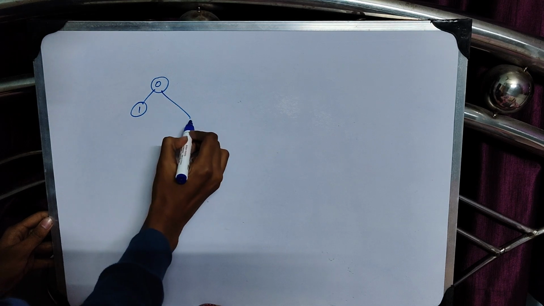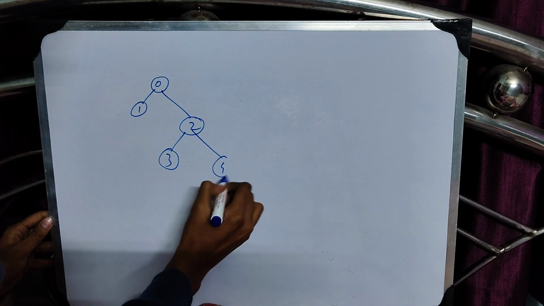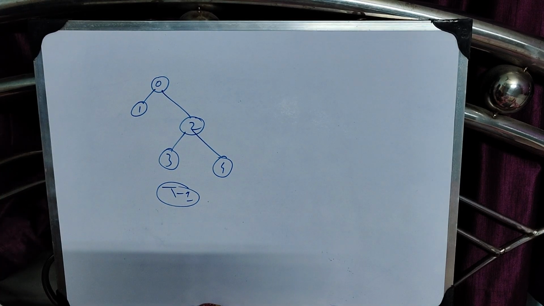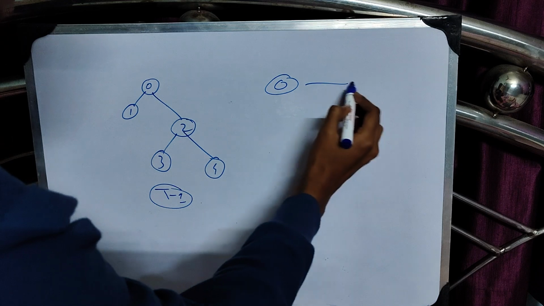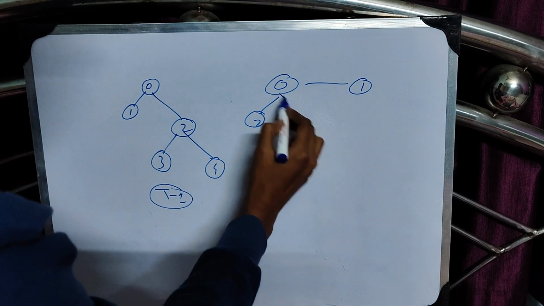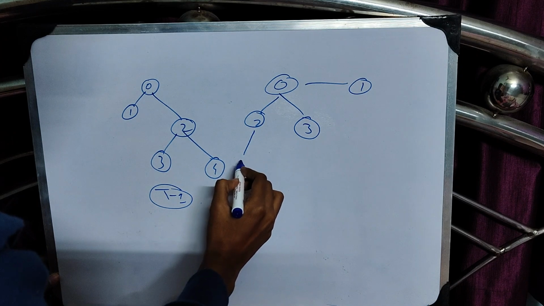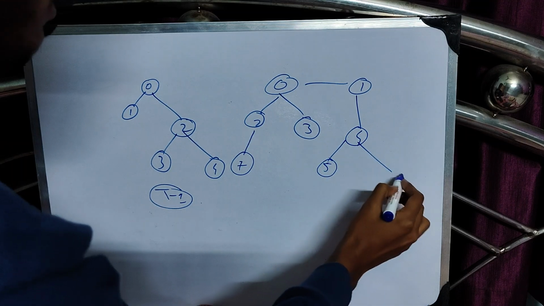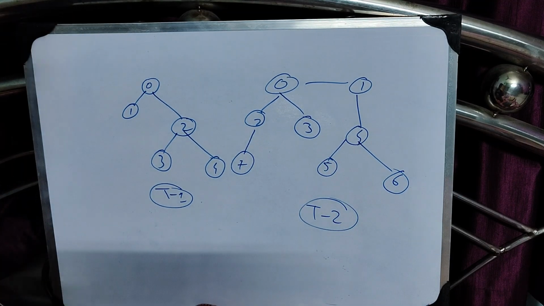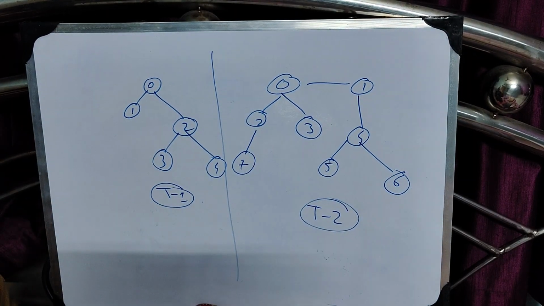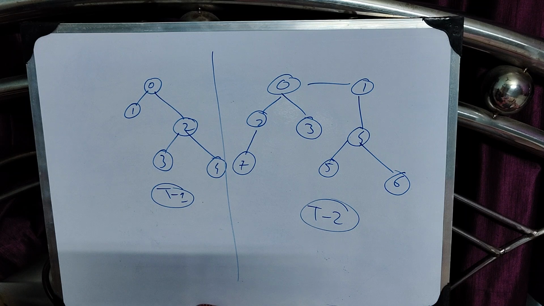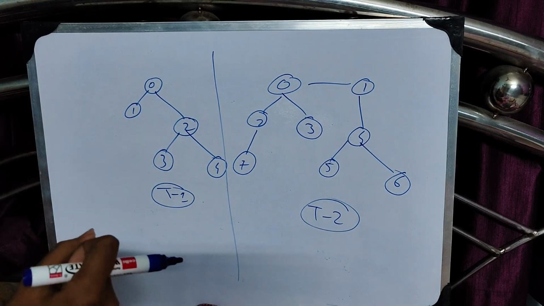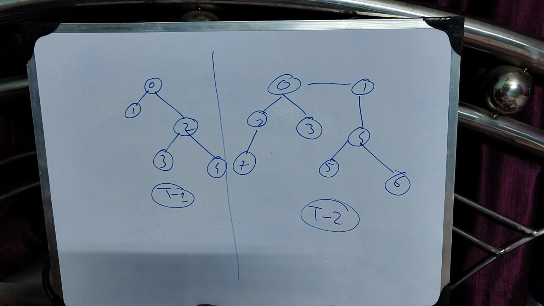0, 1, 2, 3, 4. This is tree 1, T1. Let's just assume it as T1. And this is 0, this is 1, 2, 3, okay, 7, and 4, 5, and 6. So we have drawn T1 and T2. Let's draw a partition, because it is not very clear which one is which tree. My drawing is so beautiful that these two trees are going to overlap and become one tree if I don't make the partition.